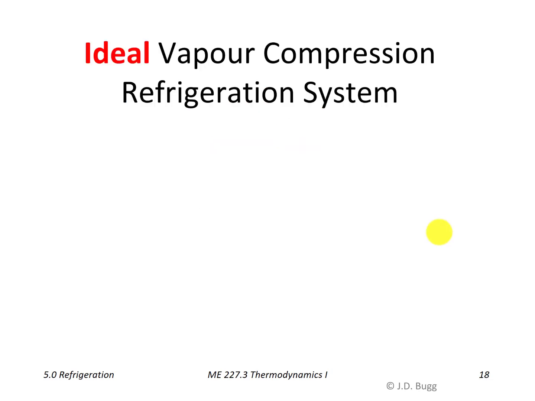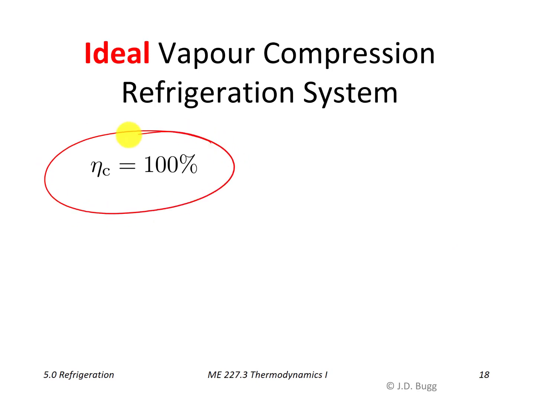The last thing we want to talk about is what is meant by an ideal vapor compression refrigeration system. Well, an ideal vapor compression refrigeration system is simply one where the compressor has a 100% isentropic efficiency. That's what the word ideal tagged onto the front of vapor compression refrigeration system means. The compressor is 100% efficient. It does not mean that the coefficient of performance is at its maximum value. In order to achieve the maximum coefficient of performance, we need more than just having a 100% efficient compressor.